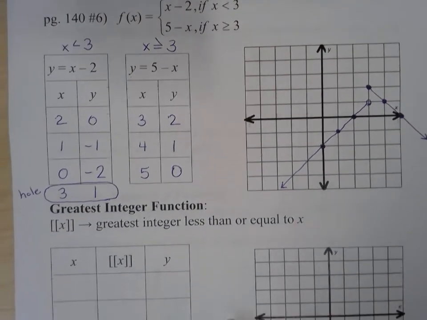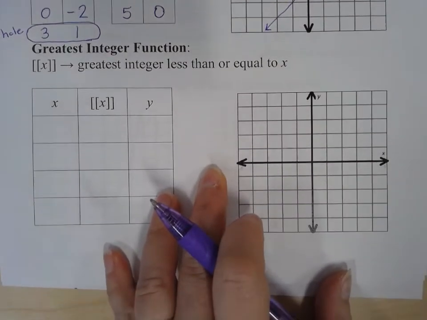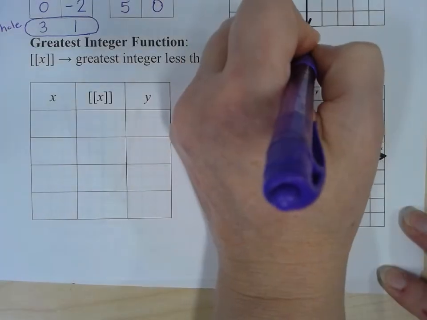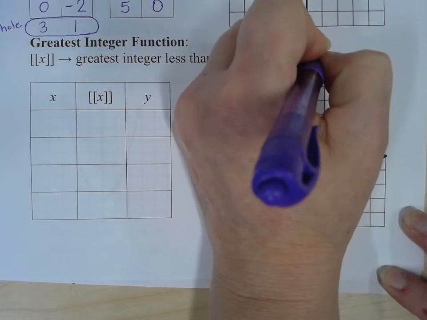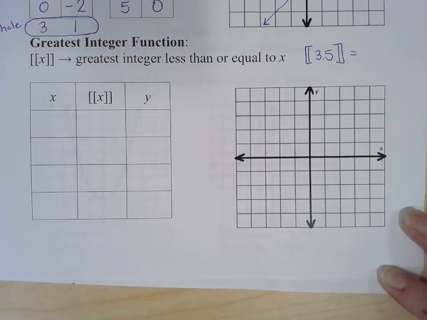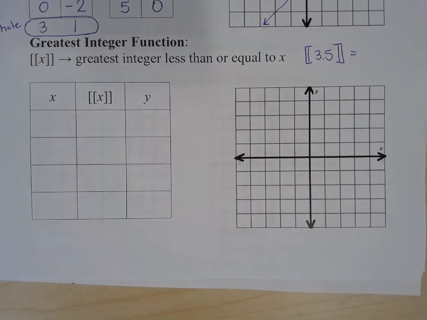Another kind of common type of piecewise function is called the greatest integer function. And it has an interesting bracket notation. It's sort of like a double bracket around the x. And it represents the greatest integer less than or equal to x. So I put a number in there like 3.5. The greatest integer of 3.5. Basically, I'm going to round down.